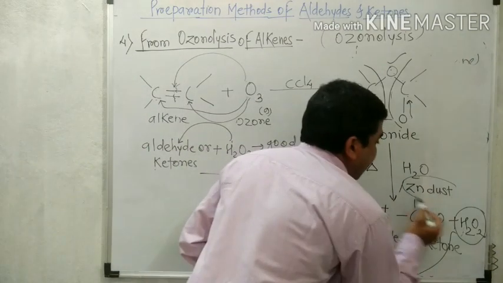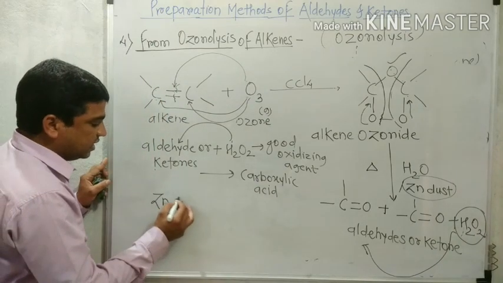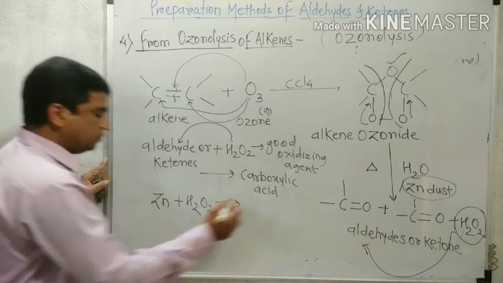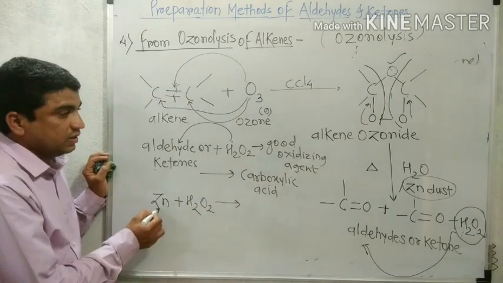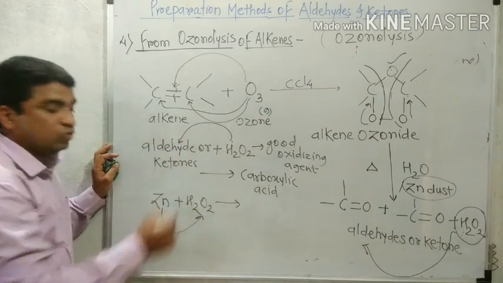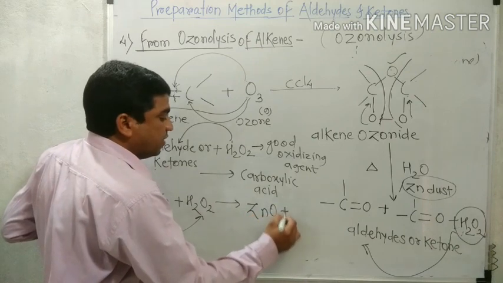The zinc dust is added in the reaction because the zinc dust neutralizes this H2O2. This zinc dust, which is used in the second step, combines with the byproduct H2O2 and forms zinc oxide and water.